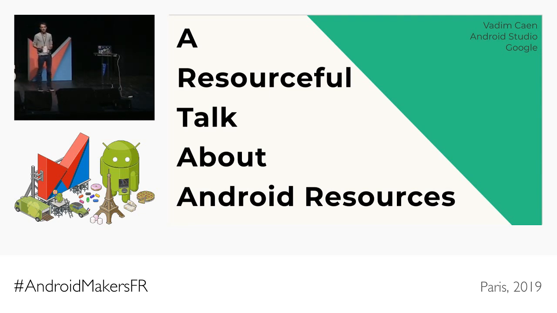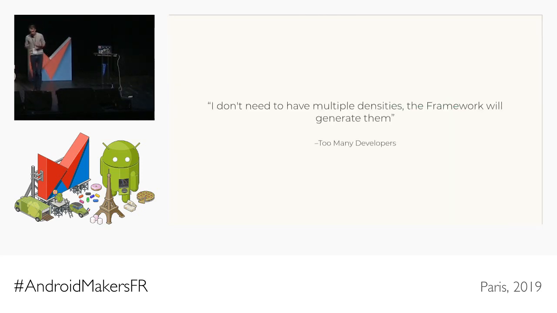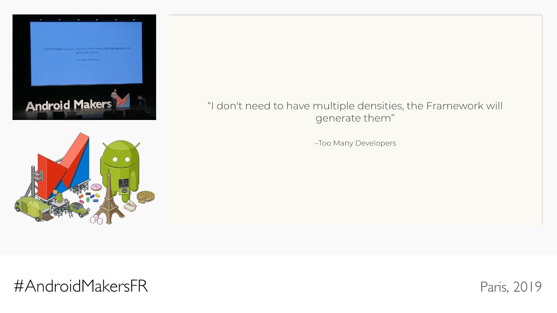Something that came up quite often when people add resources like Drawables to their project is that they don't need to add multiple densities. The framework will generate them for them. So basically, they were just putting a high version of their asset, and the framework would just downscale it.